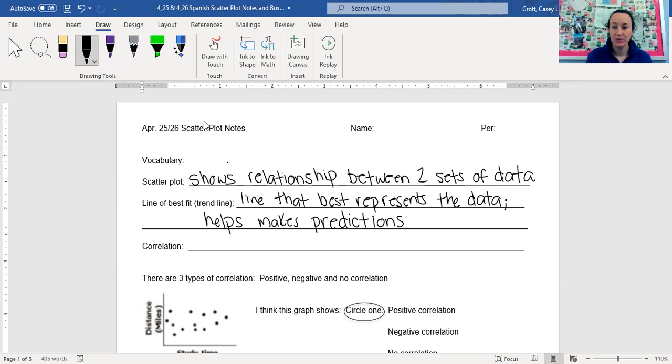Our last vocab word, and what we're really going to focus on today, is called correlation. Correlation tells us the relationship between two variables.